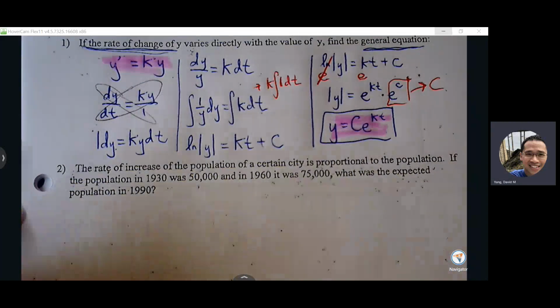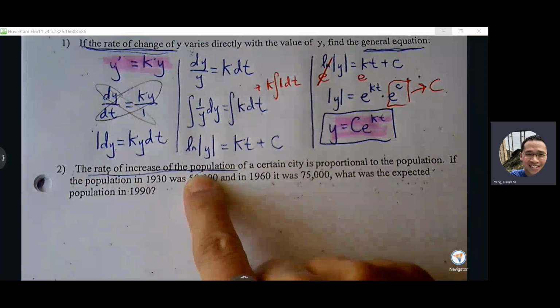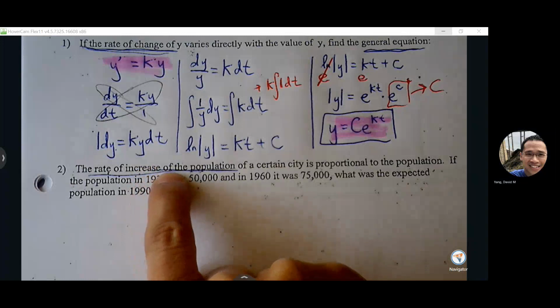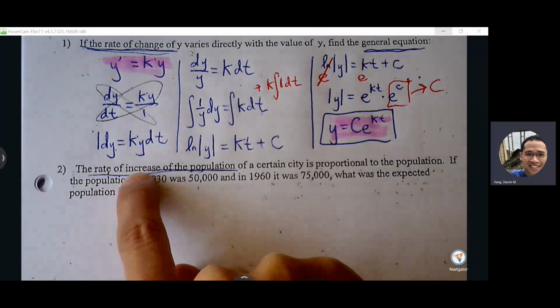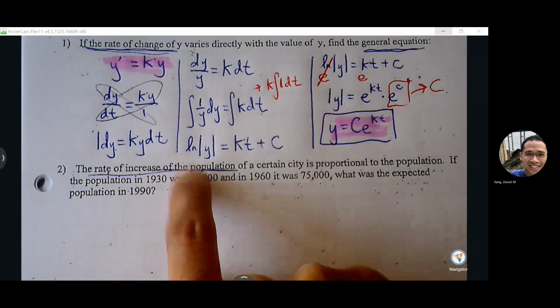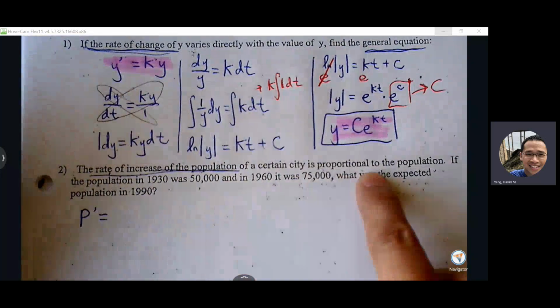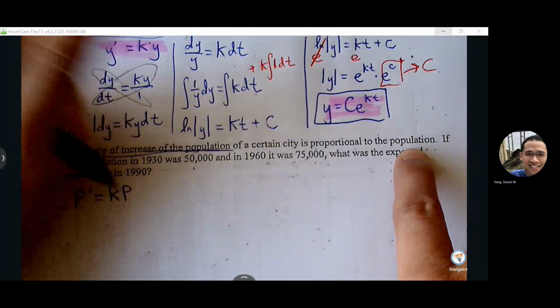Okay, so it says the rate of increase of the population. So I'll let P represent population, rate of increase. So I know that's going to be a what? Rate of increase means, or a rate means P prime. Good, P prime. So I just want us to be able to write that down. P prime is proportional. So we know it's going to be in this form of y equals kx, proportional to the population itself. So P prime equals kP.